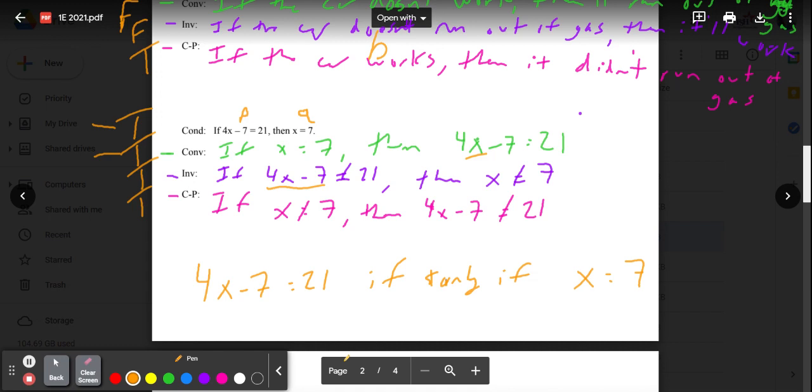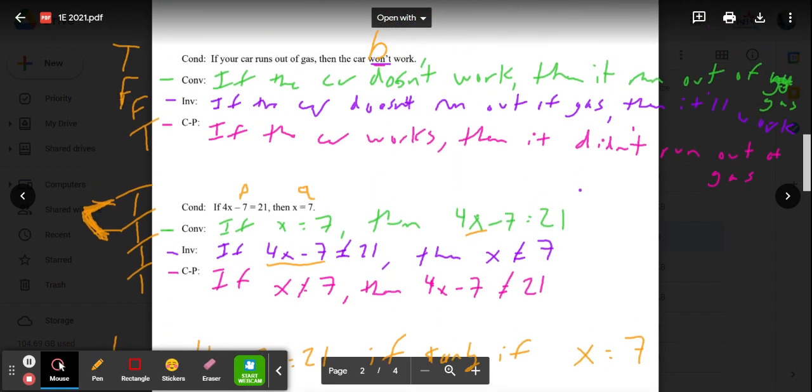Because there's no other way to make 4x minus 7 equal to 21, we can write a biconditional here. Again, we can write a biconditional when we have a true conditional with a true converse. Really what happens is the conditional and the converse end up being one and the same. 4x minus 7 equals 21, x equals 7. They're really the same thing.